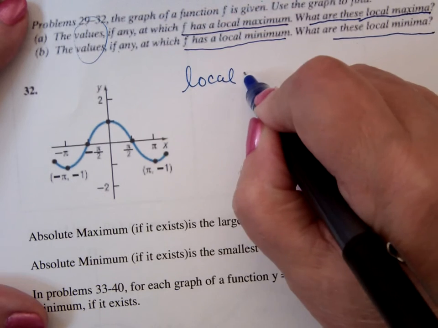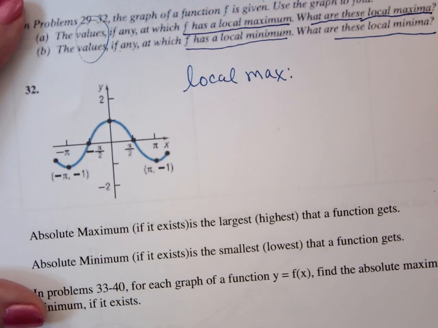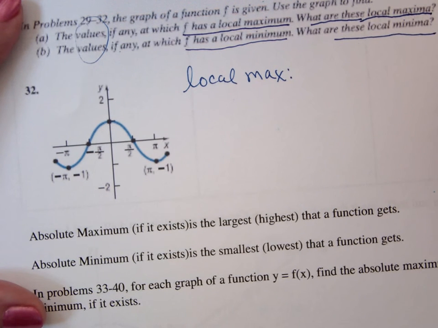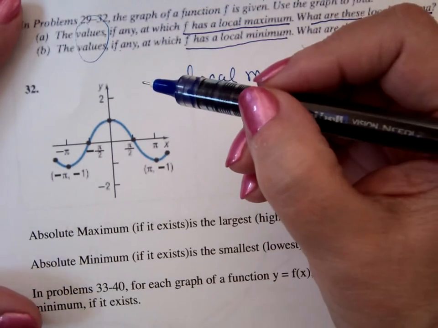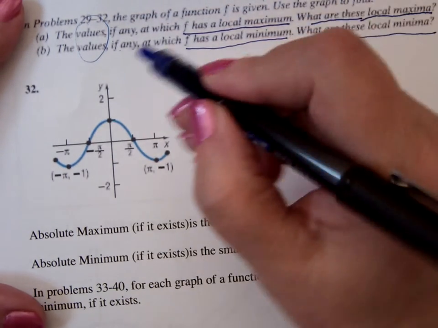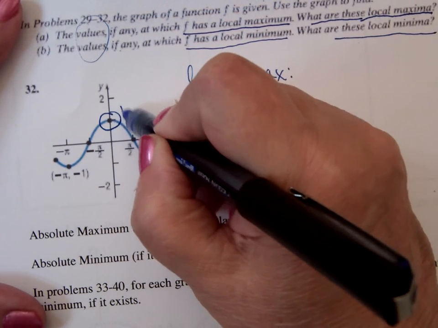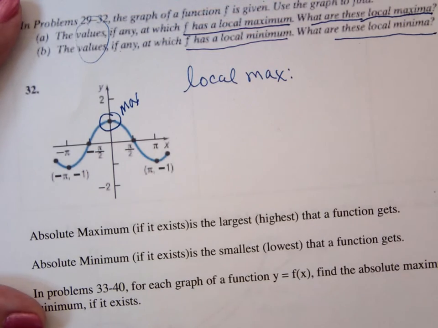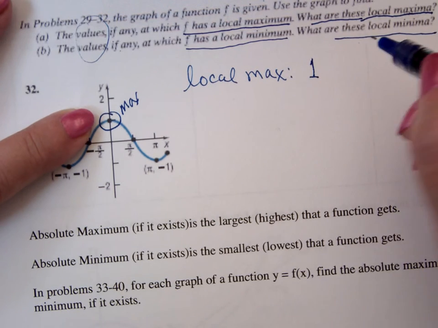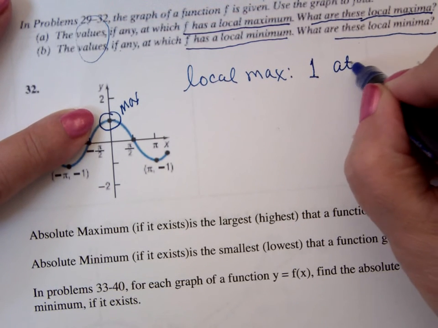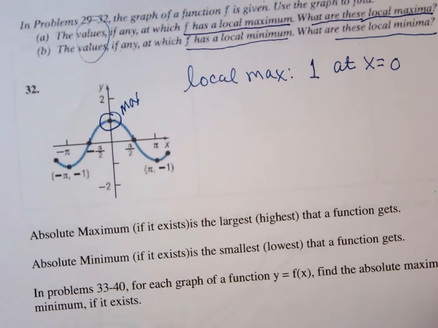Local max. And this kills two birds with one stone. I probably wouldn't be able to hit one bird with two stones. So maximum means I'm looking for a hill, right? This is your max. What's my local max? It looks like it's y equal 1 at x equal 0. That answers both of those questions.